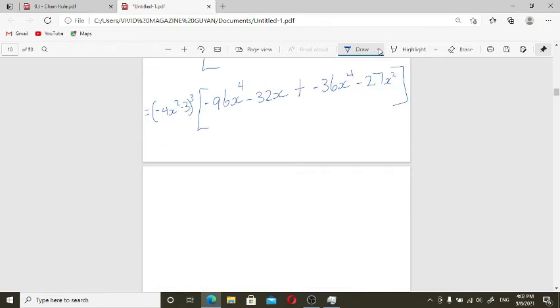Now let me do it the right way. Minus 4x squared minus 3 cubed. Now you solve. I'm using square brackets because I just feel comfortable doing that at this stage. So minus 96 and minus 36 is going to give me a minus 132x, maintaining the power of 4. I have a minus 32x and I have a minus 27x squared.